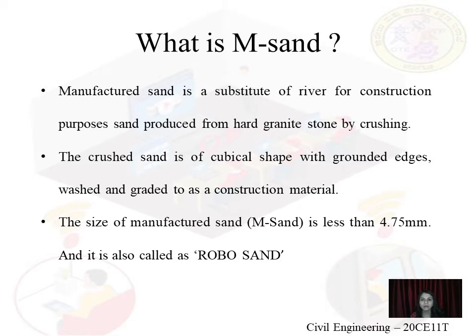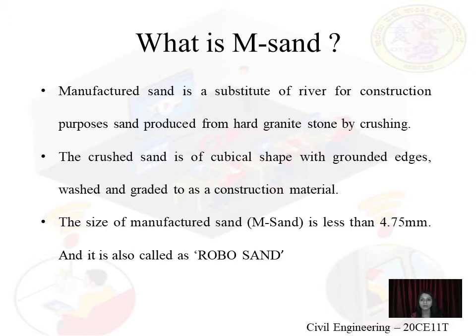As I told, manufactured sand is obtained from crushing the stones. And the M sand is used as a fine aggregate, and the size of the grains is less than 4.75 mm, as it is used as a fine aggregate, and this is also called robo sand. Hope you understood the definition of manufactured sand. It is very simple. That is, M sand is an artificial sand which is produced from the crushing of hard stone into small size angular shaped particles whose grains are less than 4.75 mm. That is the definition of manufactured sand.